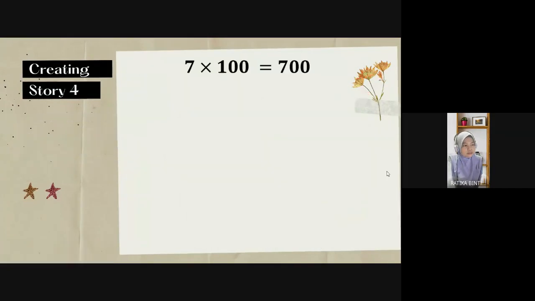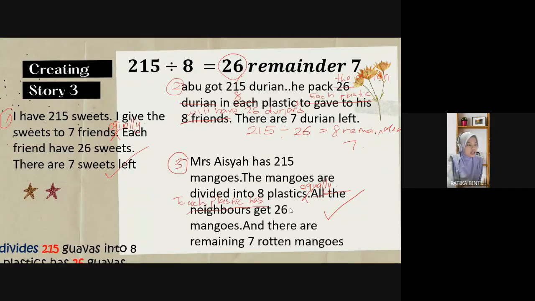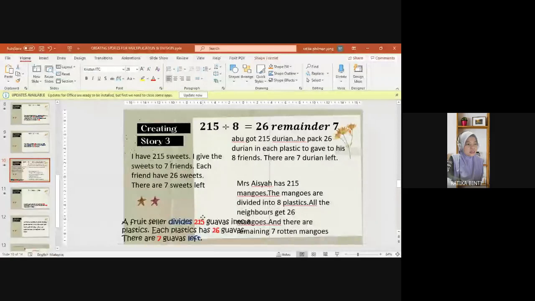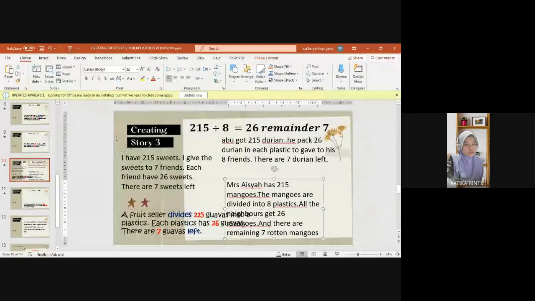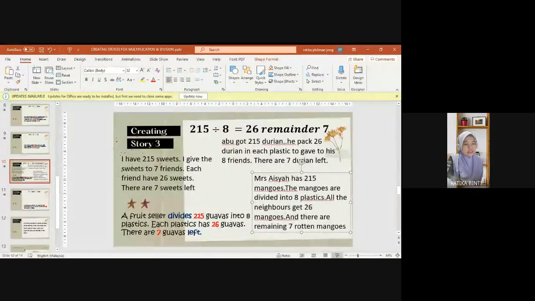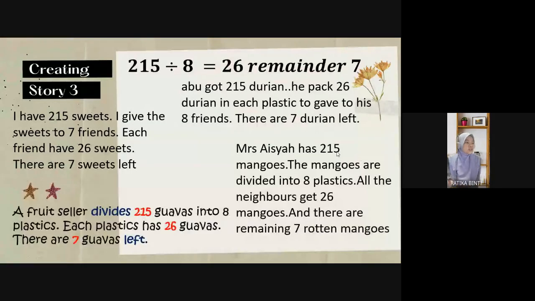Let's look at this one. This is my example. I've pulled it to the side. Wait, I bring it up. This is my answer. A fruit seller divides 215 guavas into 8 plastics. Each plastic has 26 guavas. There are 7 guavas left. Okay, that is my answer.